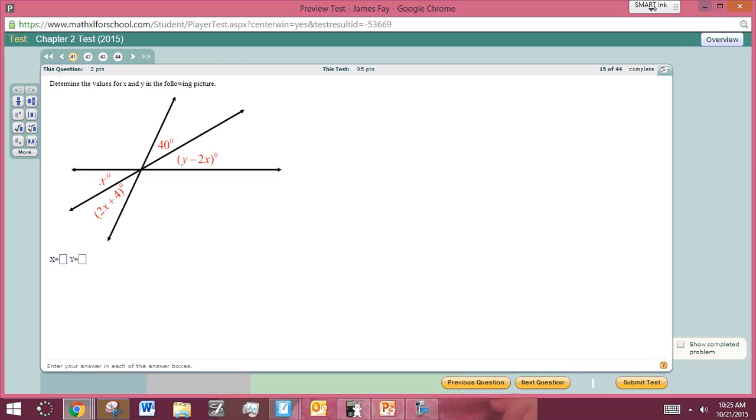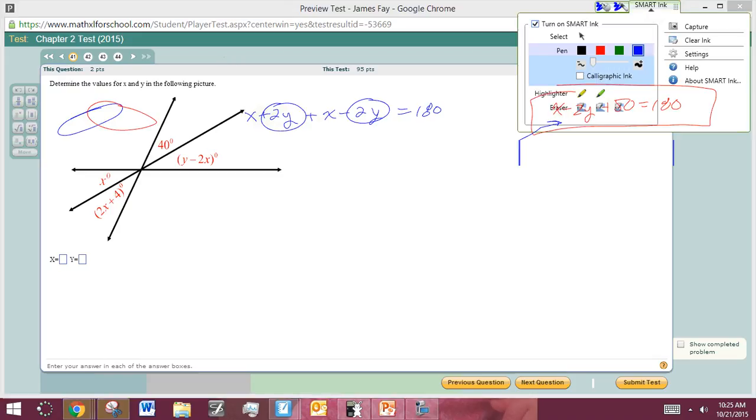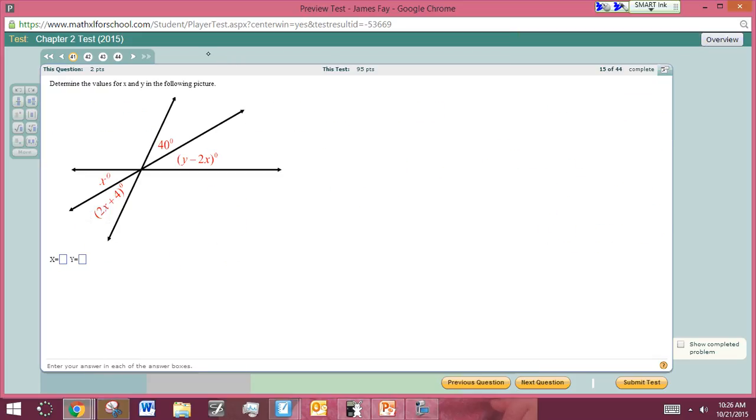Here they want, again, we're going to have to use vertical angles. They want x and y. So I look at that angle there and that angle there. They are vertical. So I'll say 2x plus 4 is equal to 40. Remember, vertical angles are congruent. So that's going to help me find x. 2x is equal to, I'll subtract 4 from both sides, you get 36. So x has got to be 18.